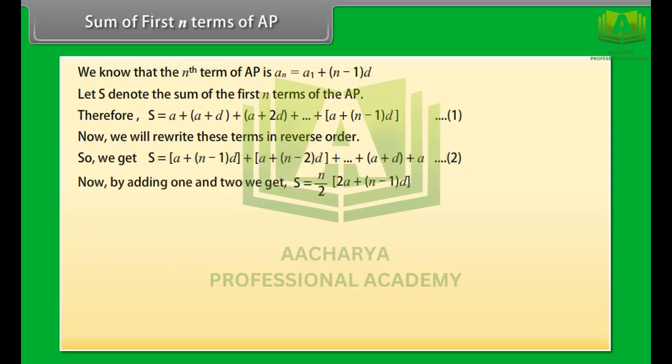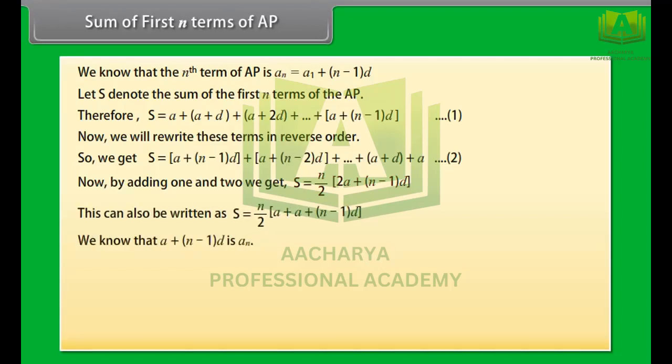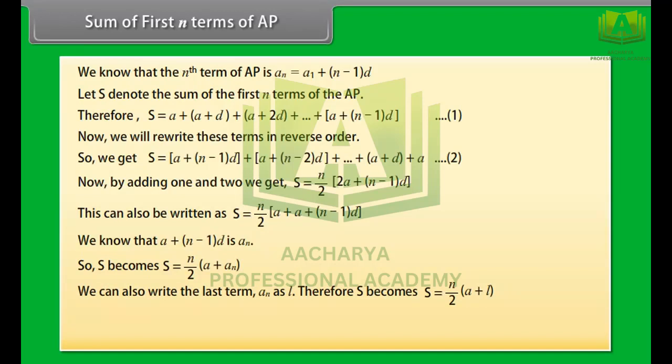Now by adding equations 1 and 2, we get S is equal to n upon 2 into (2a plus (n minus 1) into d). This is the sum of first n terms of AP. This can also be written as, we know that a plus (n minus 1)d is an. So S becomes n upon 2 into (a plus an). We can also write the last term an as L. Therefore, S becomes n upon 2 into (a plus L).